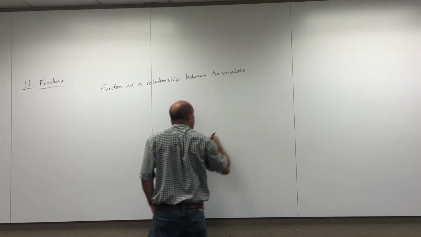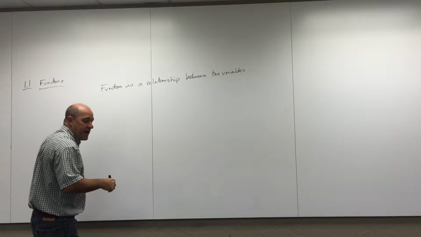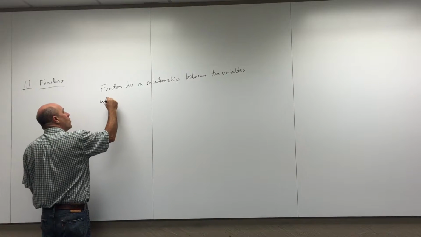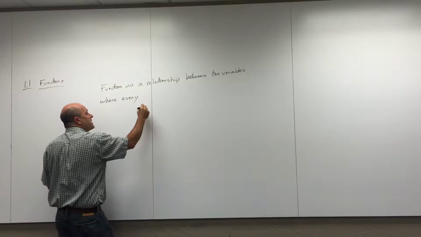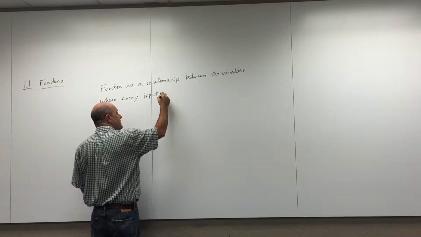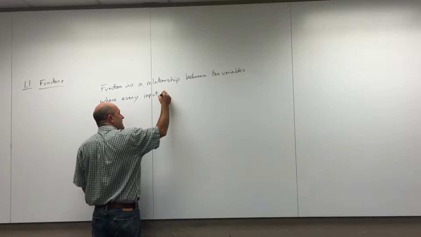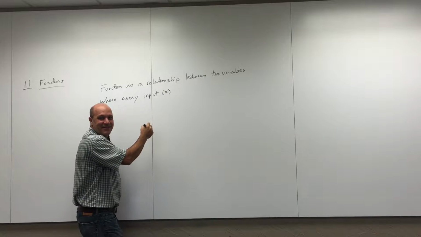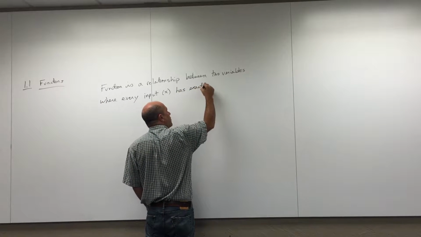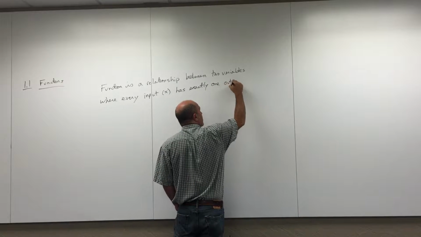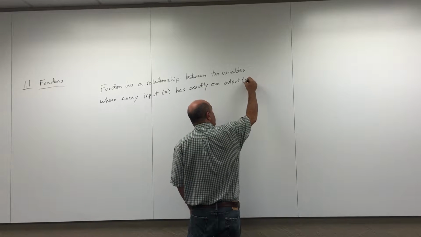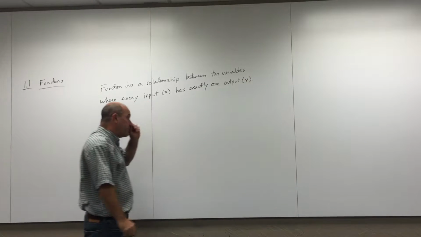Usually we call those X and Y, but we could use any letters to tell you the truth. A relationship between two variables where every input variable, and what do we usually call the input variable? Do you know? X. That is the one we usually call X. Where every input has exactly one output, one output variable. So it's kind of assigned. One input is assigned to one output, and that output is usually the y variable, right?